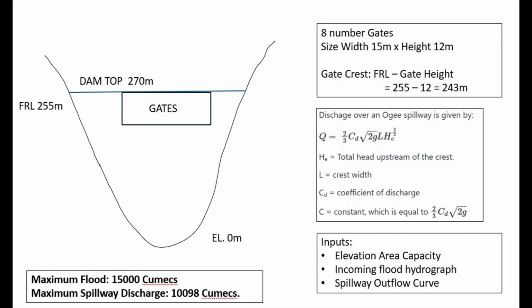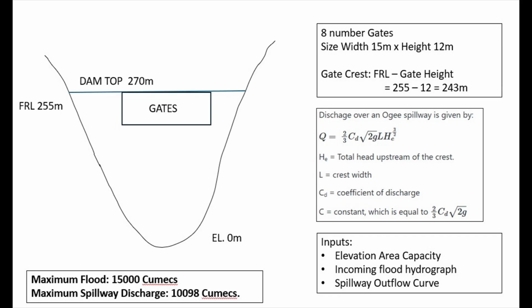Using this formula, the total discharge that can be passed at full reservoir level is 10,098 cumecs. However, the maximum incoming flood is 15,000 cumecs. Here we can see the spillway capacity is less than the incoming flood. There will be a rise in water level in the reservoir. We will see whether the water level rise will be below the dam top or not.